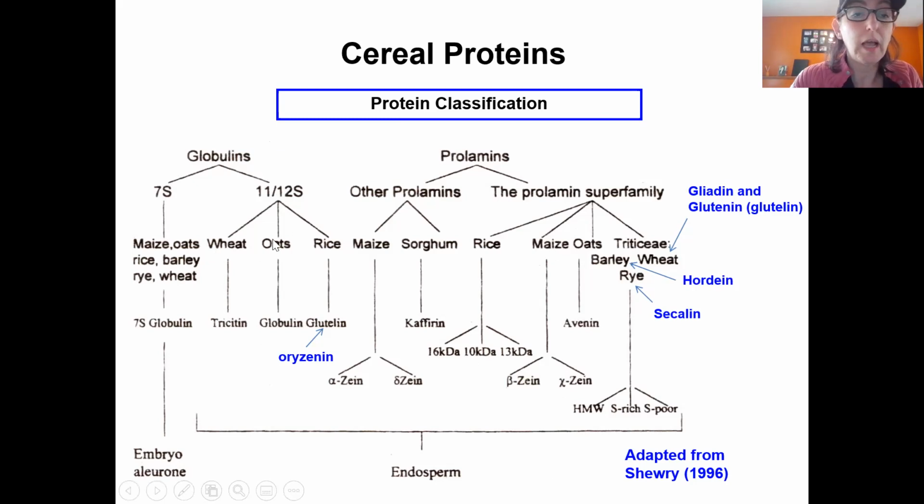If we look at wheat, for example, the globulin in wheat is triticin, and it's present at small concentrations, so it's not a very significant component of wheat. And you have other globulins in oats and rice. But prolamin is the major component in cereal.